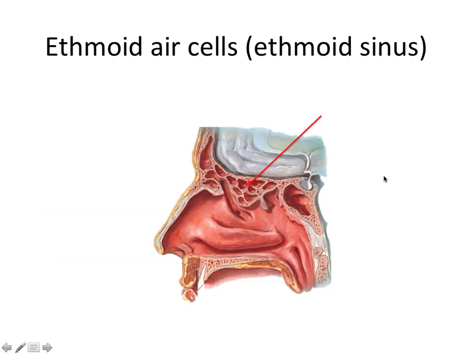Here are the ethmoid air cells. Again, this is continuous with the nasal cavity, and this is termed the ethmoid sinus. And this is only in the superior part of the ethmoid bone. So if you have a look at the top-down aspect of the ethmoid bone, centrally you'll see the cribriform plate, and laterally you'll see some of these ethmoid air cells.